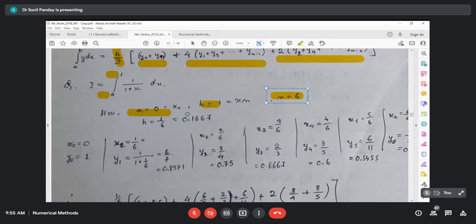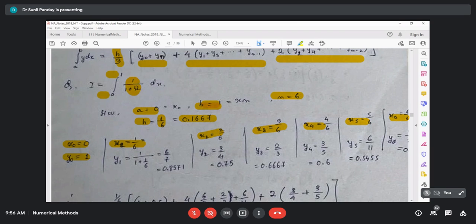So what is h? h is b minus a upon n. Here b is 1, a is 0, n is 6. So b minus a upon n is 1 upon 6. This is your x naught. x1 is x naught plus h. So x naught is 0, h is 1 by 6. x2 is x naught plus 2h. x3 is x naught plus 3h, then 4h, 5h, and 6h. That is 1.